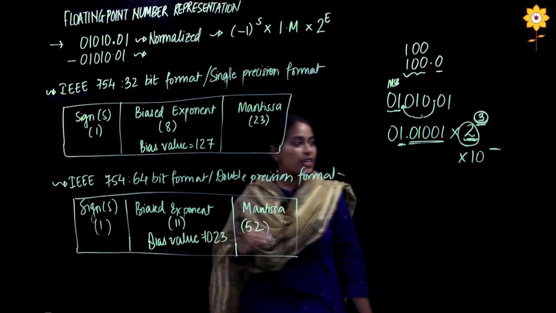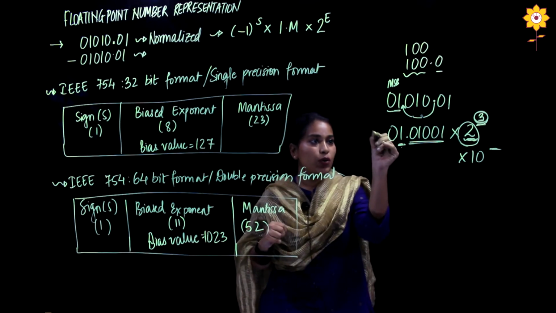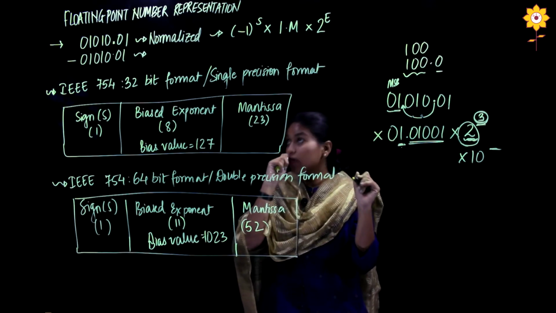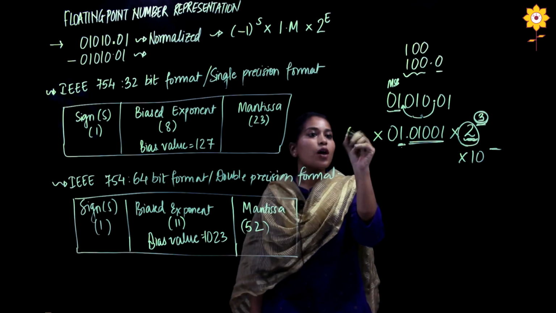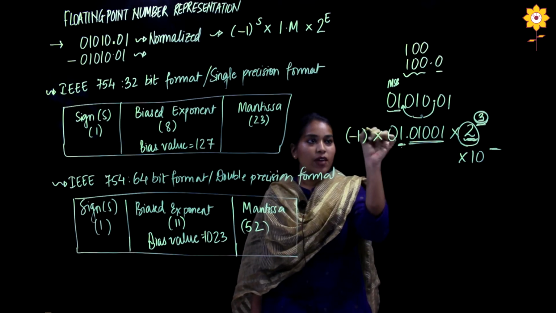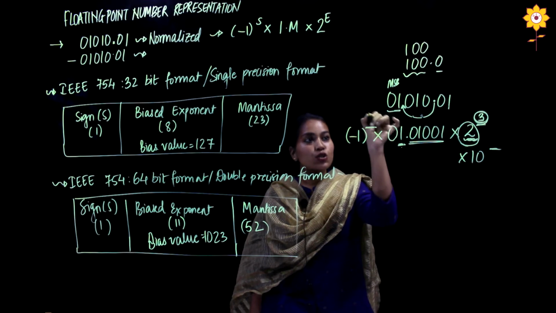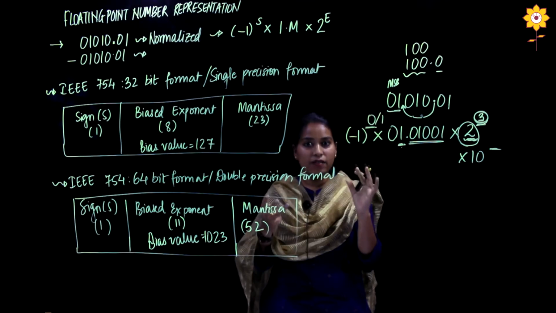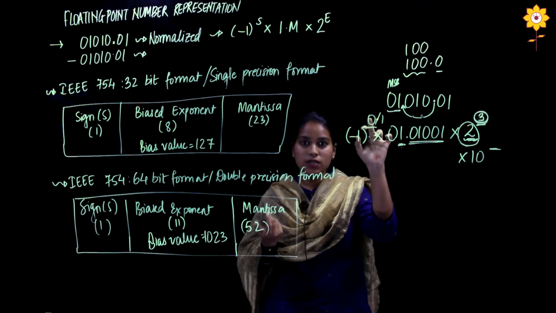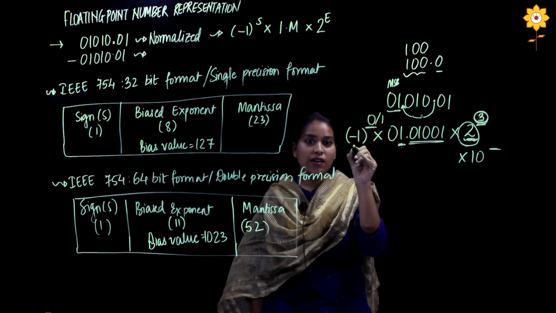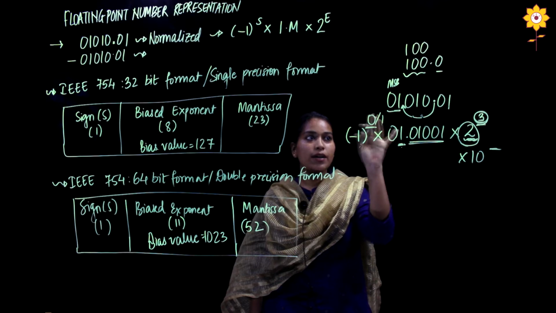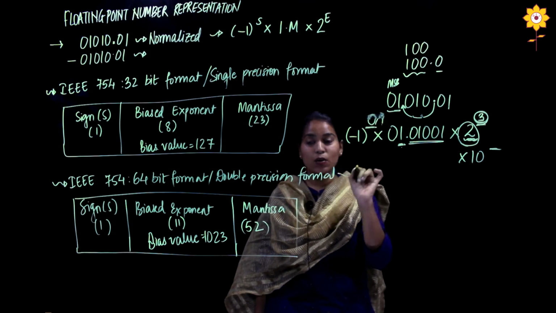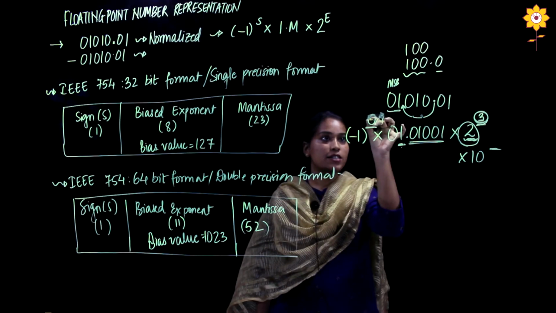So how we save this negative sign is that we'll have one more term over here. What is that one more term going to be? We will have a -1, and then we will either have a 0 or a 1 over here. What are we going to have? If we have a negative number, we'll write 1 over here, and if we have a positive number, we'll write 0 over here.